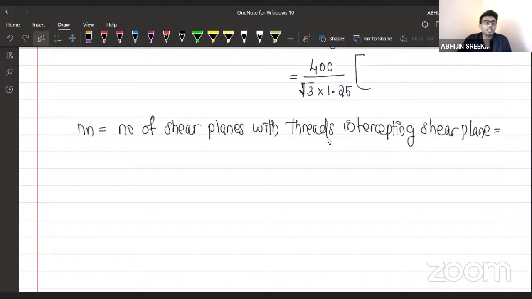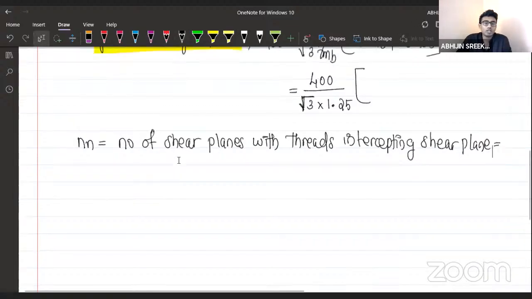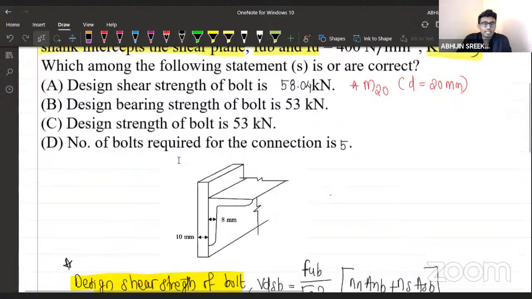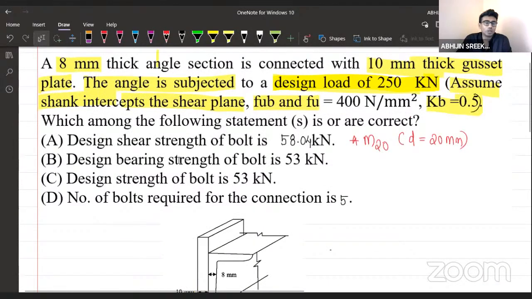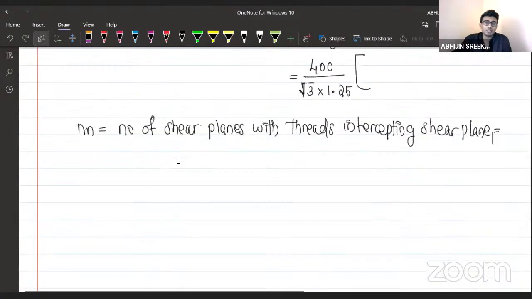Tell me, what is the Nn value here? Is it 0 or 1? The Nn value here is 0, right? What is the Ns value? Yes, I will come to this. What is the Ns value? Number of shear planes.